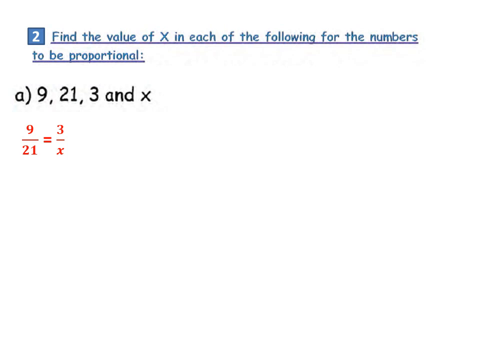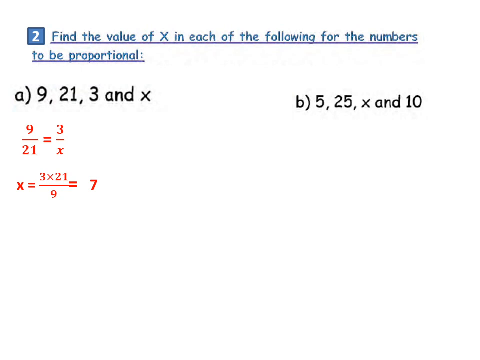We will use cross multiplication to get the value of x. So x equals 3 times 21 over 9. Okay, we will reduce 3 with 9. Cancelling 3 with 9, it will be 3. 21 divided by 3 equals 7. Or we can use a calculator to get the value of x. It will be 7. Okay.